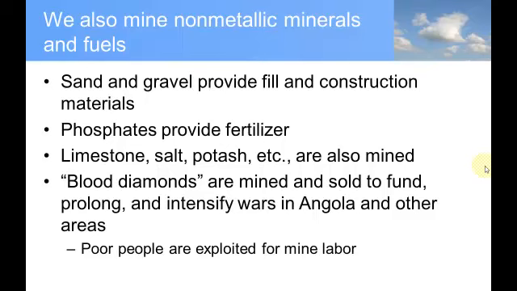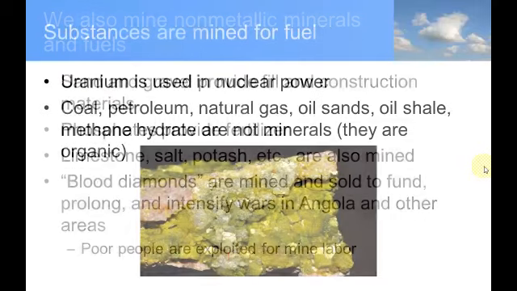In addition to the impact of coltan, there are also human rights issues associated with the diamond mining industry. Diamonds that are mined in Angola are used to prolong and fund wars there. Poor people, just like in the coltan mines, are often exploited into slave labor to mine these. So just like in the electronics industry, the precious gemstone industry is under tremendous pressure not to purchase what are known as blood diamonds, diamonds that are mined using human rights abuses.